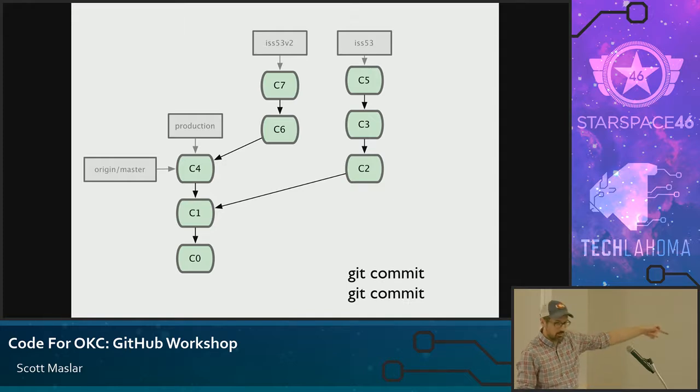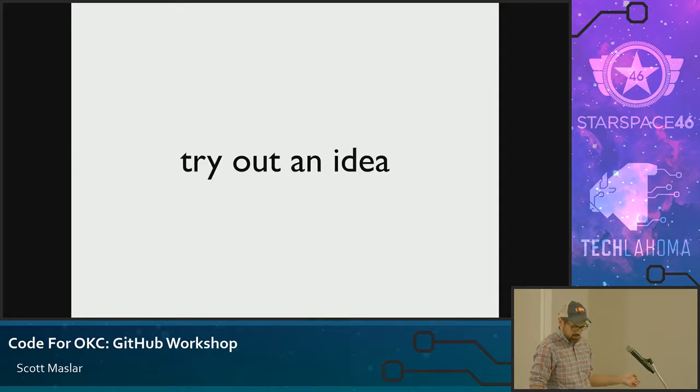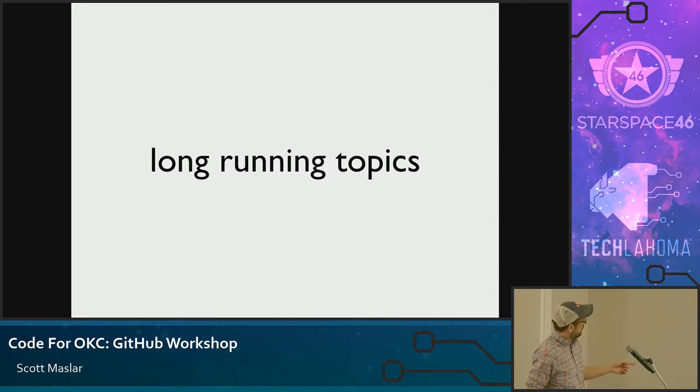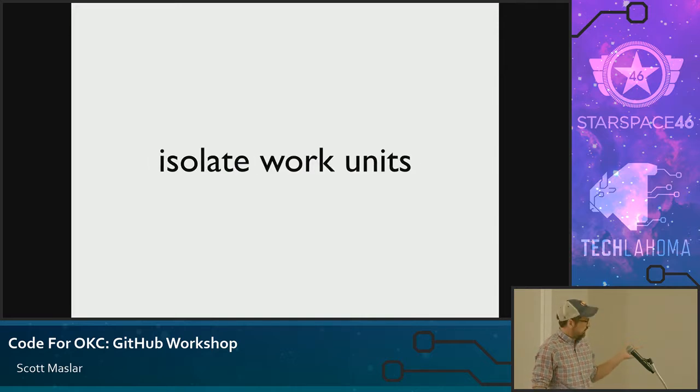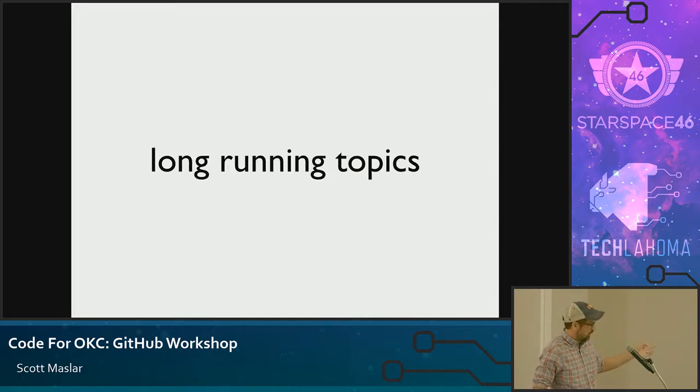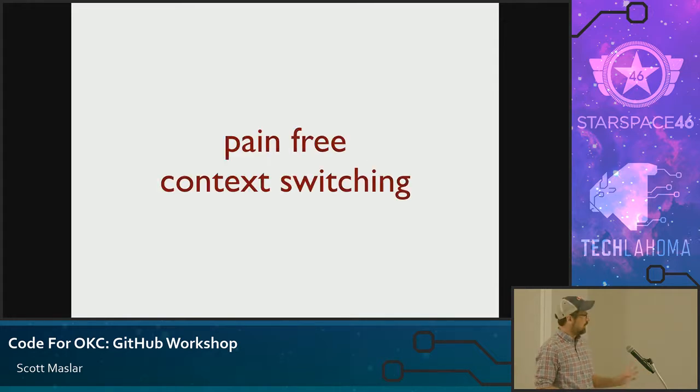So you can hop back over to what you had before and continue working on it. It's incredibly helpful whenever you just want to try out an idea, whenever you want to isolate work units, whenever you have long-running topics, so you have branches that you need to work on for a long period of time. And what it ultimately provides us is just pain-free context switching.